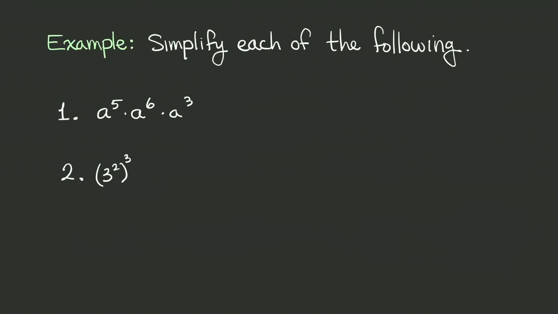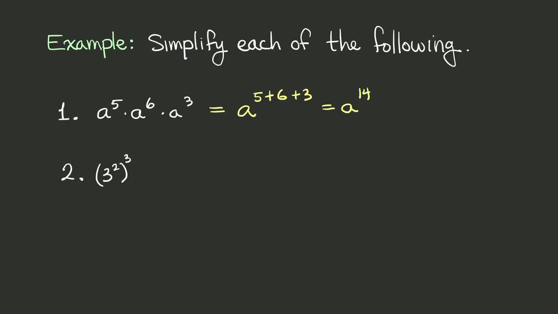In the following example, we're supposed to simplify the expressions. Here we have a to the 5th power times a to the 6th power times a to the 3rd power. Since all three of these have the same base and they're multiplied together, we can simply add the exponents. That would be 5 plus 6 plus 3 as our new exponent, which gives us a to the 14th power.